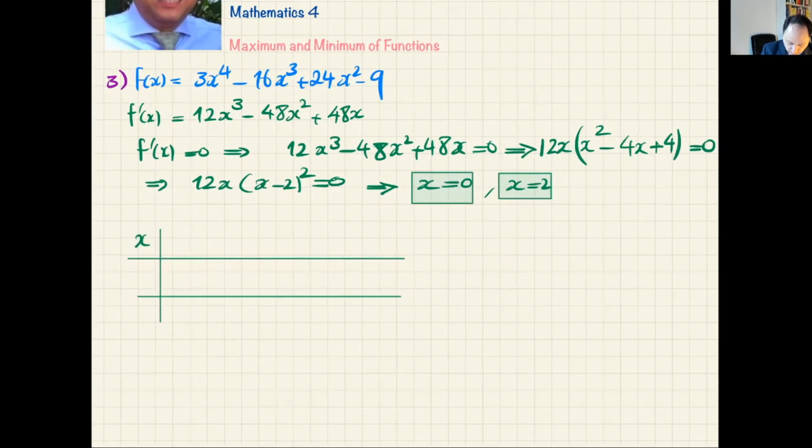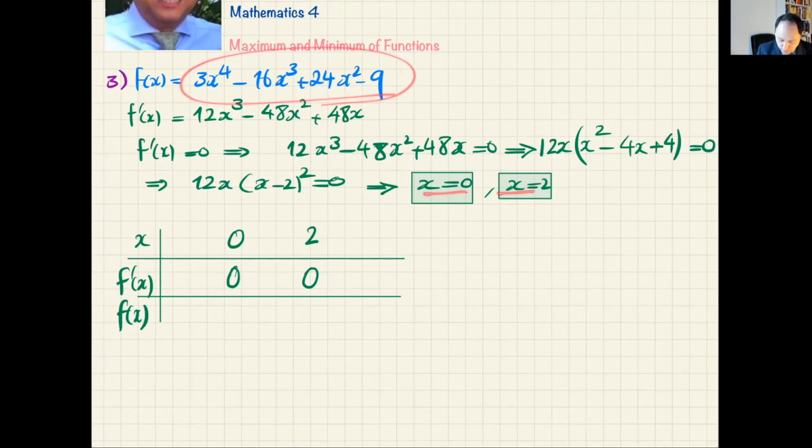I have x, I have f prime of x, and I have f of x. Two numbers: the smaller one is 0, the bigger one is 2. These two numbers are always there, and then I need to find the values at them. I need to put these numbers into my function. Putting in 0 is super simple. These terms are gone, and minus 9 is left.